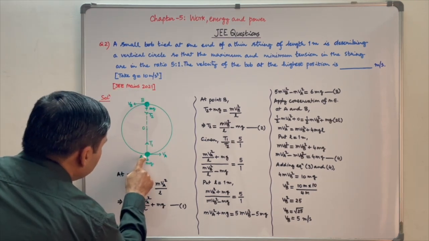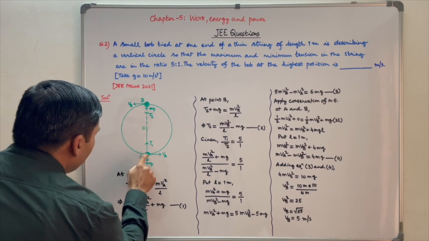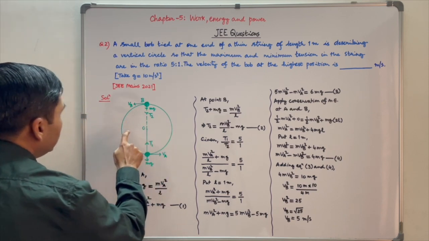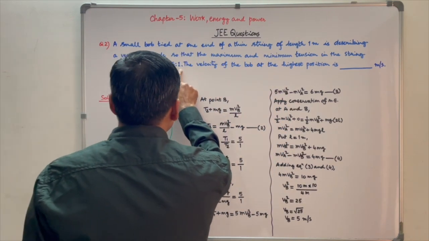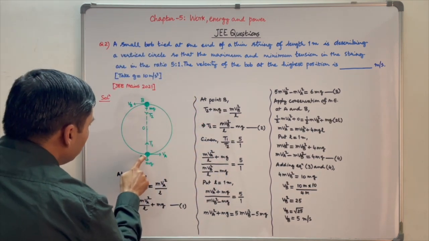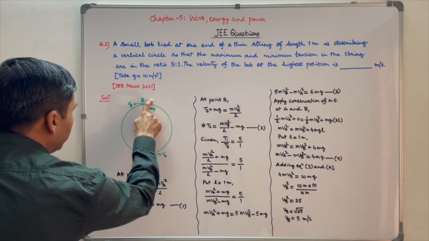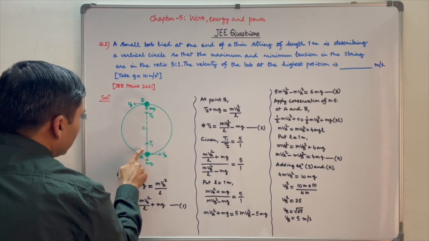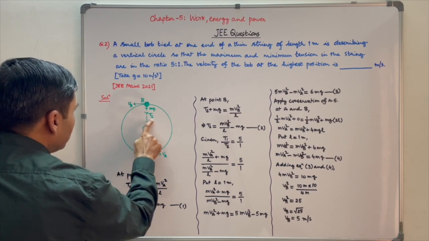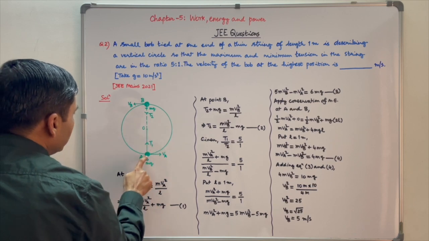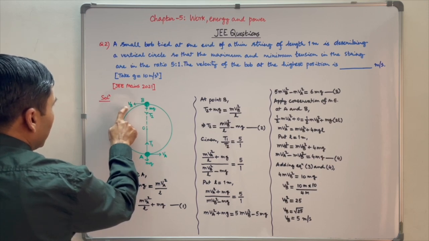Suppose this is the bob. It is connected to one end of the string. The other end of the string is fixed at point O. This bob is moving on a vertical circle. It is given that the ratio of maximum and minimum tension in the string is 5:1. We know that maximum tension in the string will be at the lowest point A, and minimum tension in the string will be at the topmost point B. Suppose tension in the string at the lowest point is T1 and at the topmost point is T2. So T1 is to T2 is 5:1, that is given. Suppose the velocity of the bob at the lowest point is VA and at the highest point is VB. We have to calculate the value of VB.